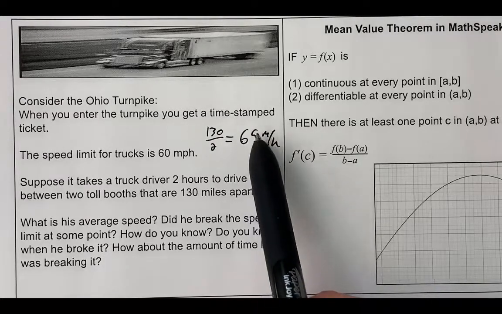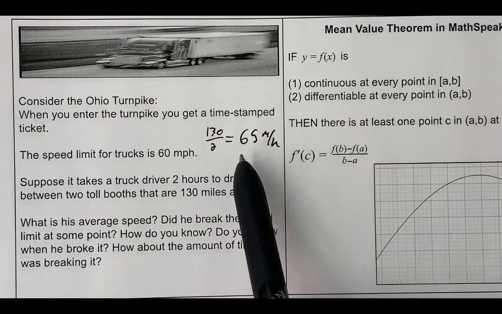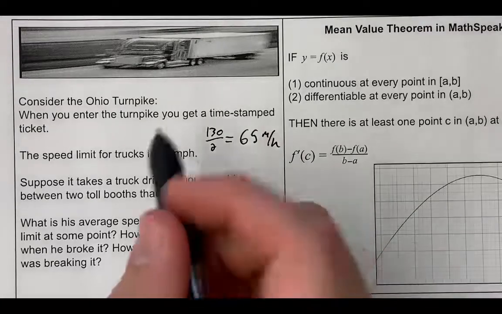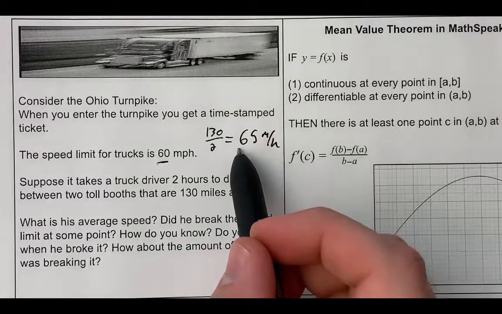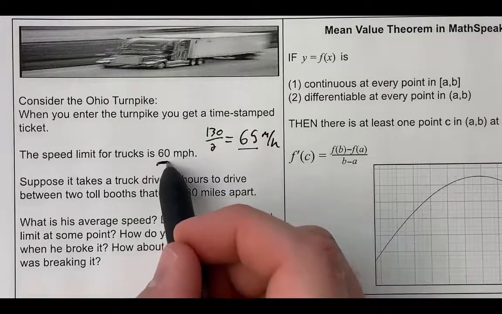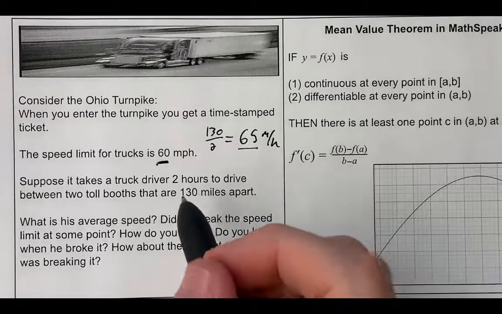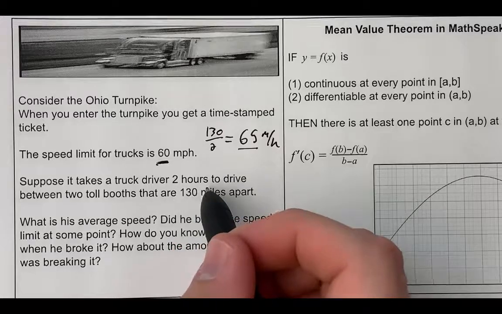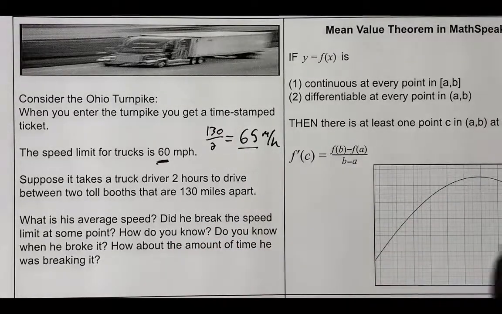We don't know when the truck driver went 65 miles per hour, but we do know that he must have gone over 60 at some point. In other words, he was speeding at some point, because there's no way that you can average 65 without at some point going over 60. Okay? So that means that at some point in the interval from hour 0 to hour 2, he was going 65 miles per hour. He was going the average.